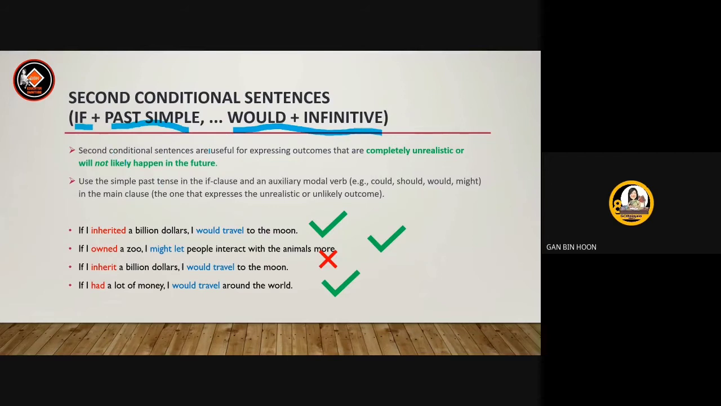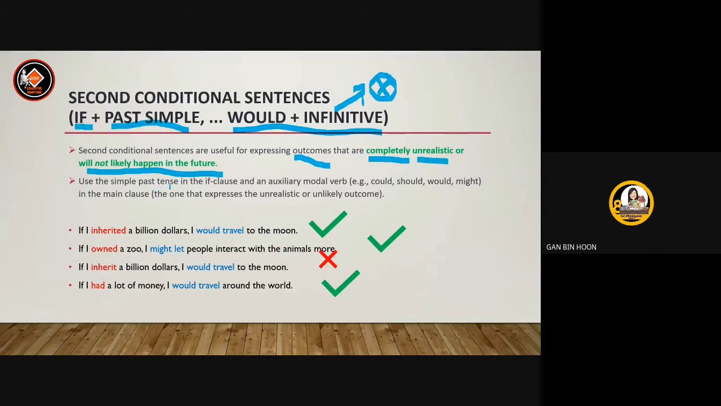Okay, why senang saja. Second conditional sentences are useful for expressing outcomes. Semua ada outcome. But they are completely unrealistic or will not likely happen in the future. Tak mungkin berlaku. Bermaksud akibat dia ni, the would ni, impossible to happen. Tak mungkin akan berlaku.